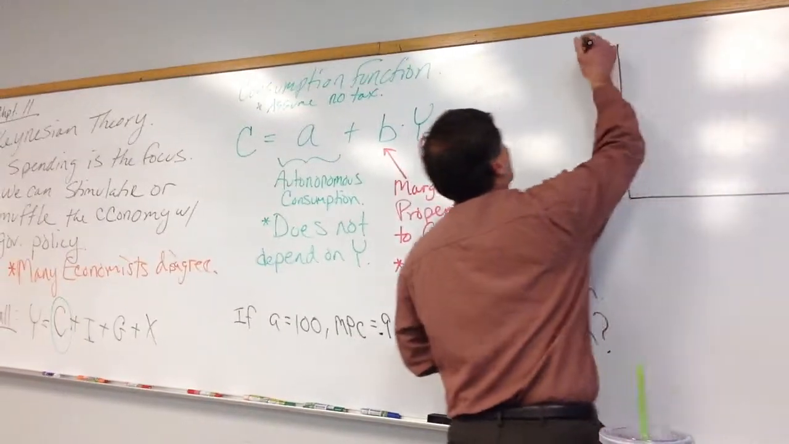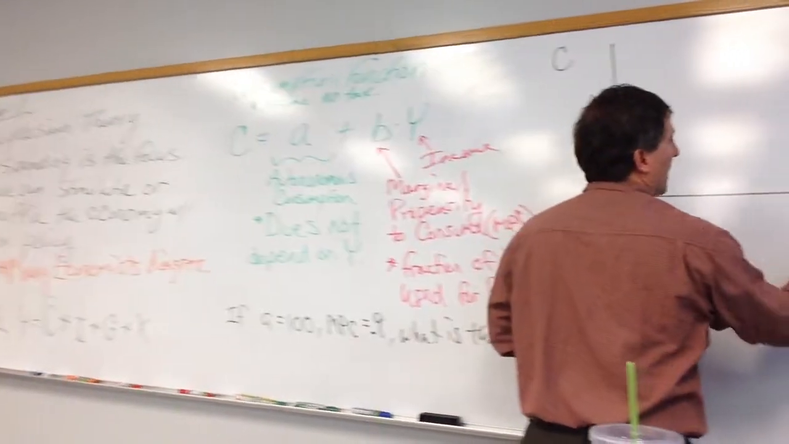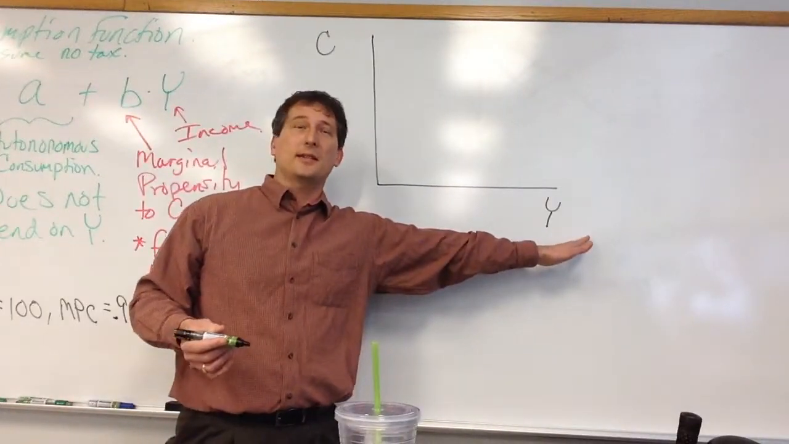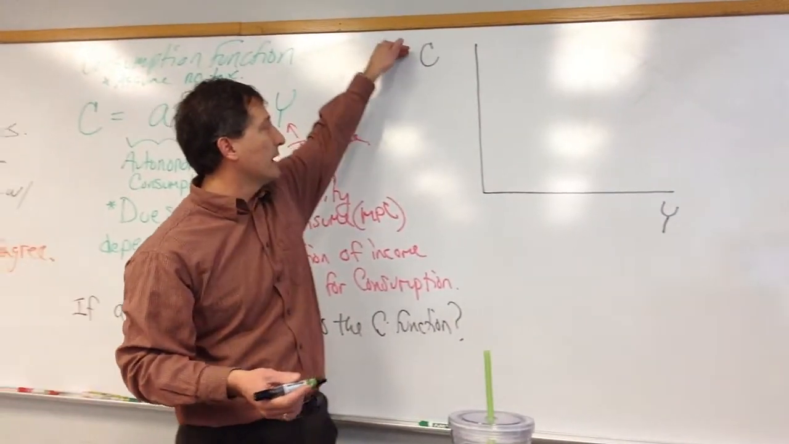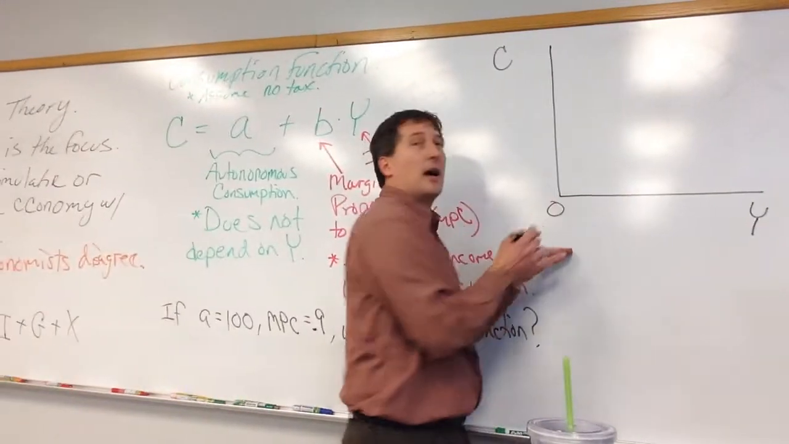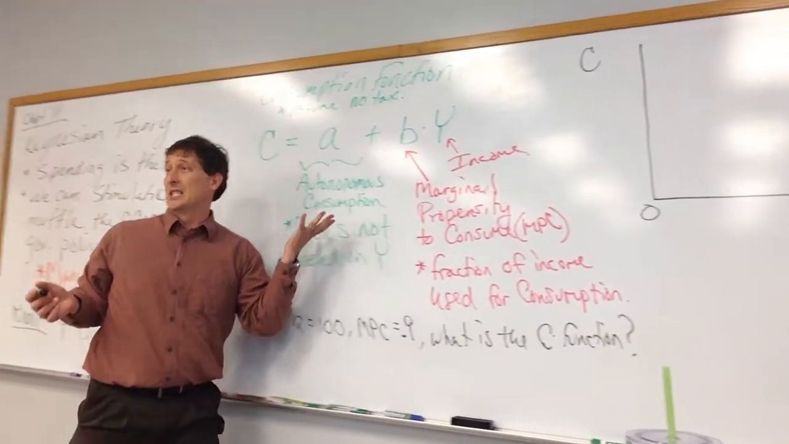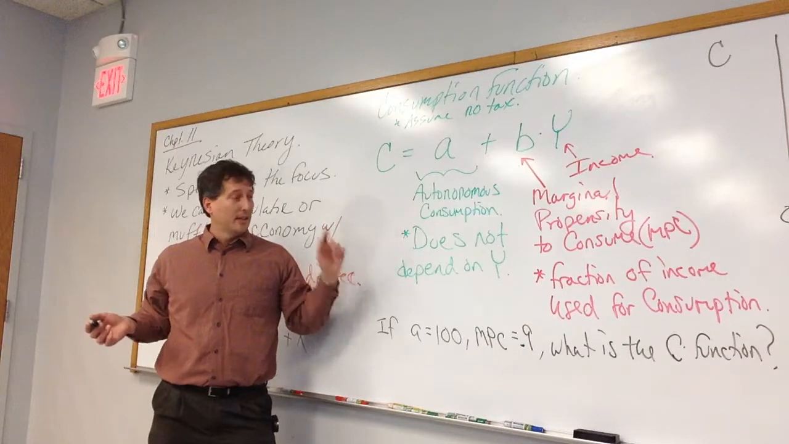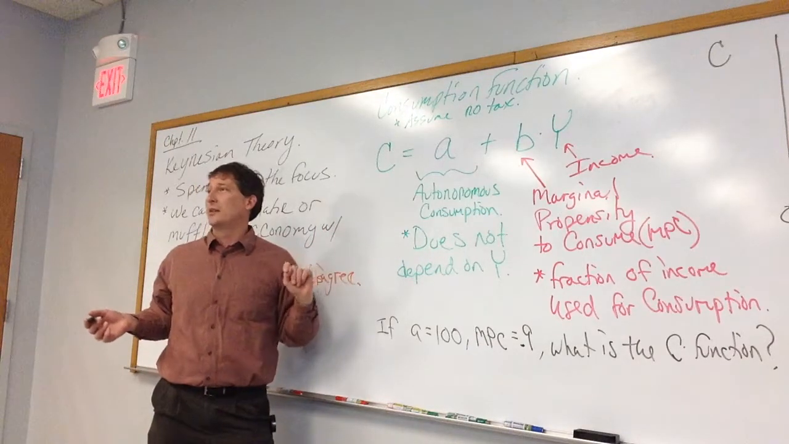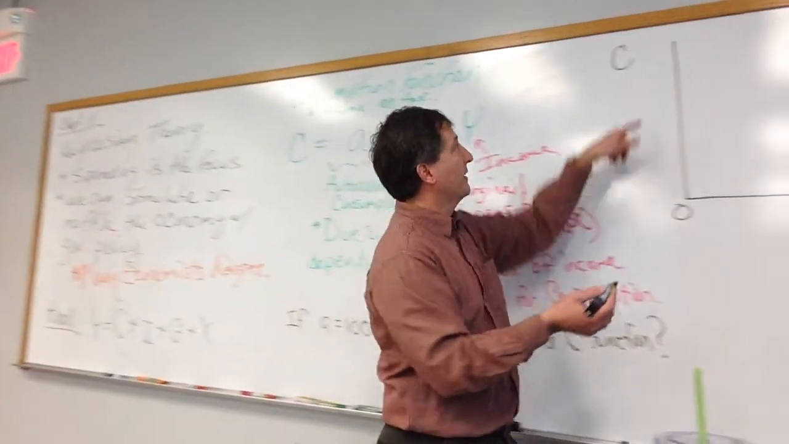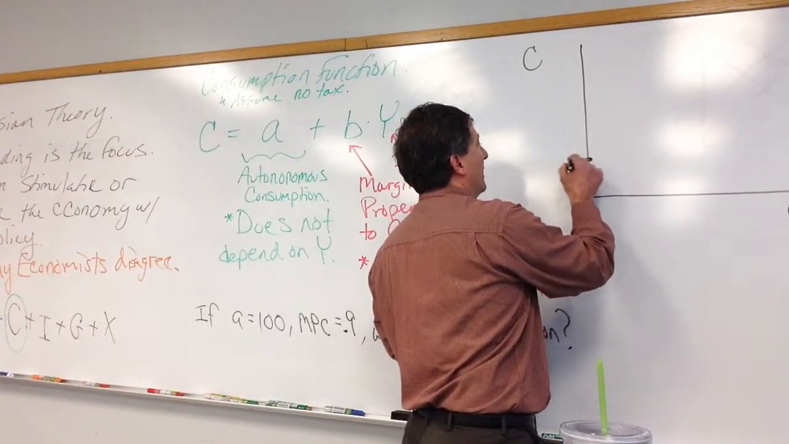So switching to our equation goggles, we're measuring simply income on the horizontal axis, C on the vertical axis. And if income is 0, how much is consumption still? If income is 0, 100, right? So plot that point, 100.